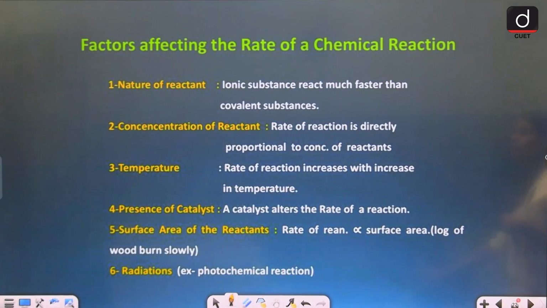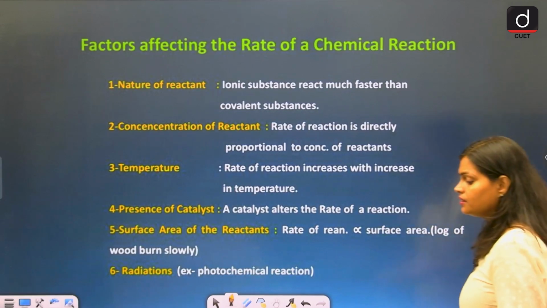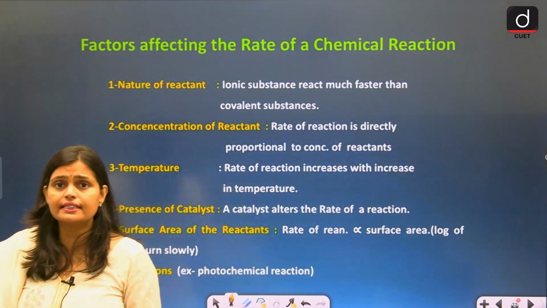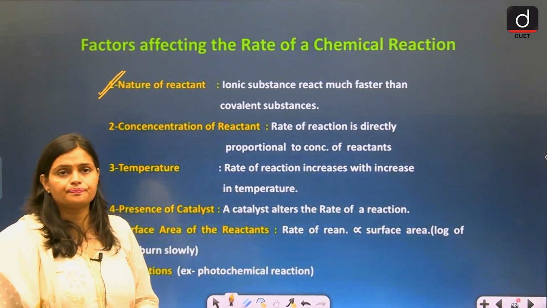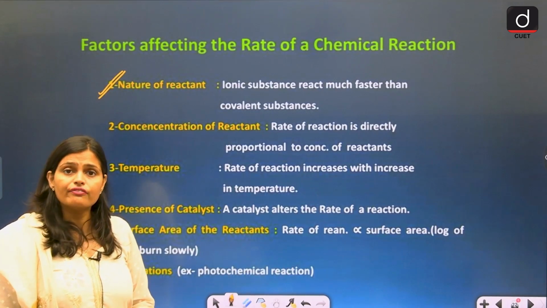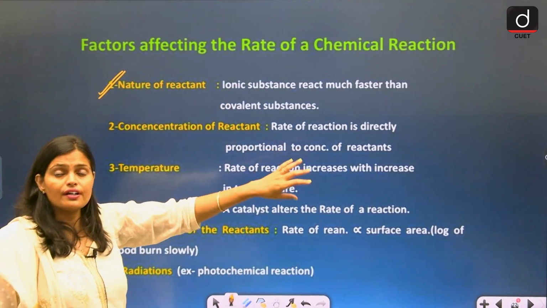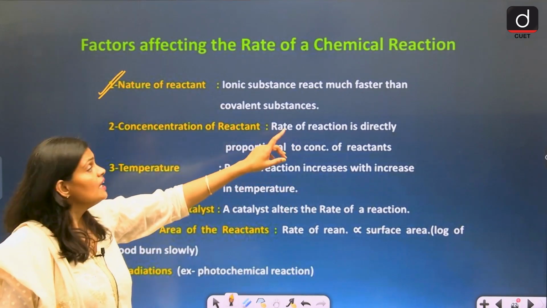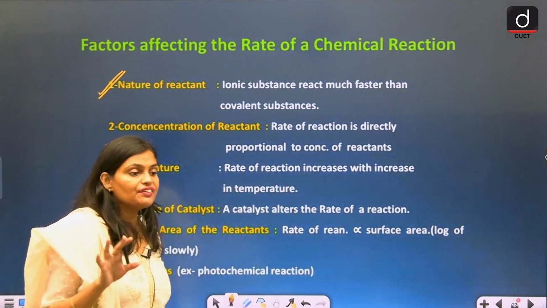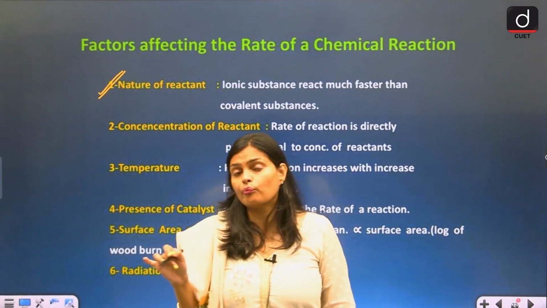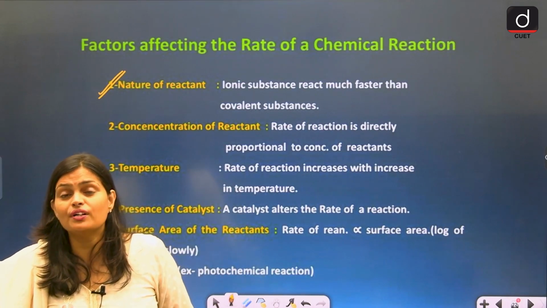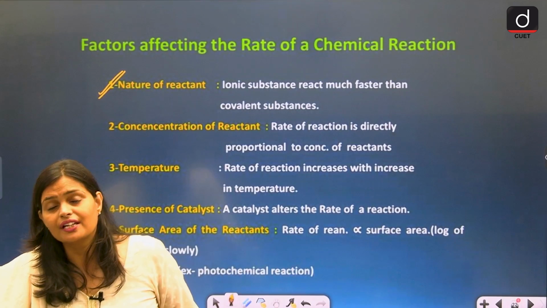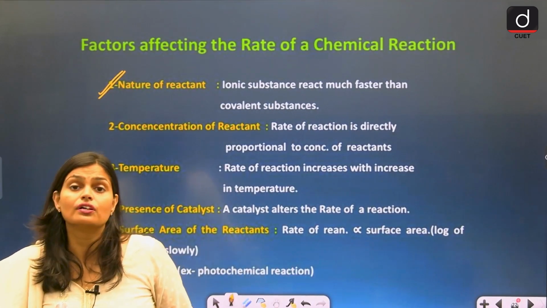Now let us see what are the factors which affect the rate of chemical reaction. The first factor is the nature of reactant. How does the nature of reactant affect the rate of reaction? If the compound is made up of ionic substance, it reacts much faster than a covalent one. Ionic compounds are made up of ions, and covalent compounds are the non-polar ones. The ionic compound dissociates very fast in the presence of water, so you get a very quick reaction in case of ionic compounds.